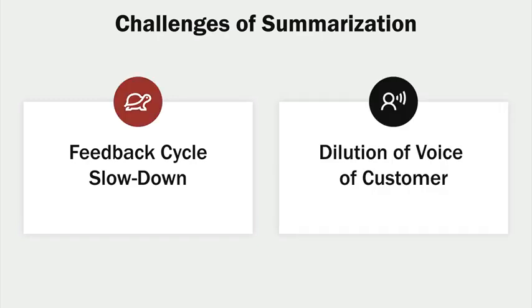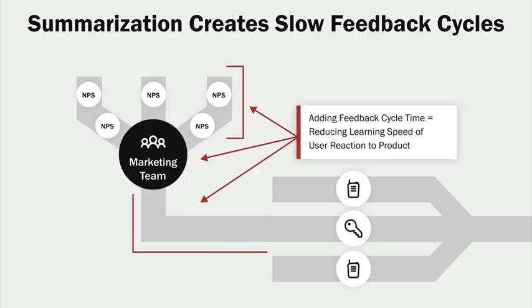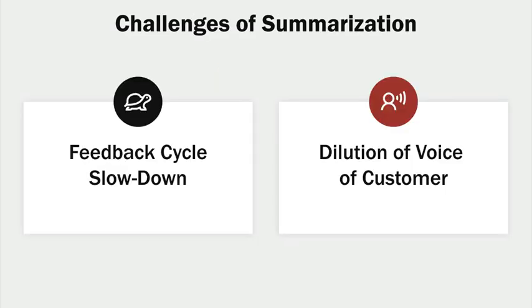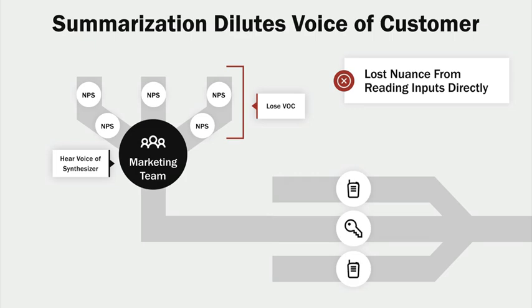The first challenge with summarization is that it tends to slow down your feedback cycle. Summarization requires someone to collect a critical mass of inputs, synthesize it, and then finally publish it. These activities all add feedback cycle time, reducing the speed at which you can learn about user reactions to your product. The second challenge with summarization is that you tend to dilute the original voice of the customer, or VOC. Regardless of how well they're trained to preserve original VOC, the process of summarization naturally tends to result in some bias from the synthesizer. This means you risk losing some of the nuance you'd get from reading feedback inputs directly.